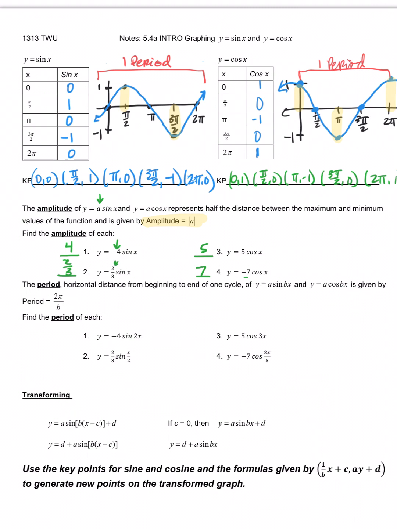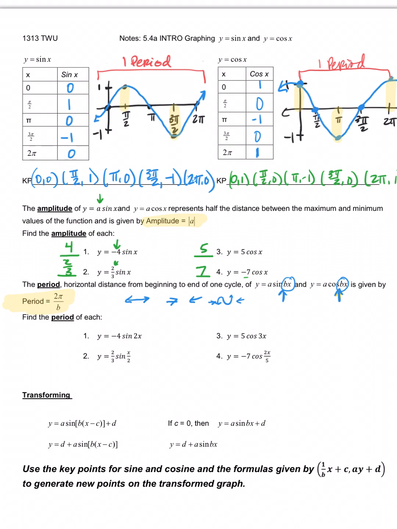So here's our formula for period that we're going to use. It's 2 pi over b. Now notice the location of b in the equation. B is right here. It's that coefficient right in front of x. That is the b term, and it is going to determine the horizontal stretching or shrinking of a cycle. Okay, so we have these cycles, right? And they can get squished together or they can get stretched apart, and b is the indicator of that.